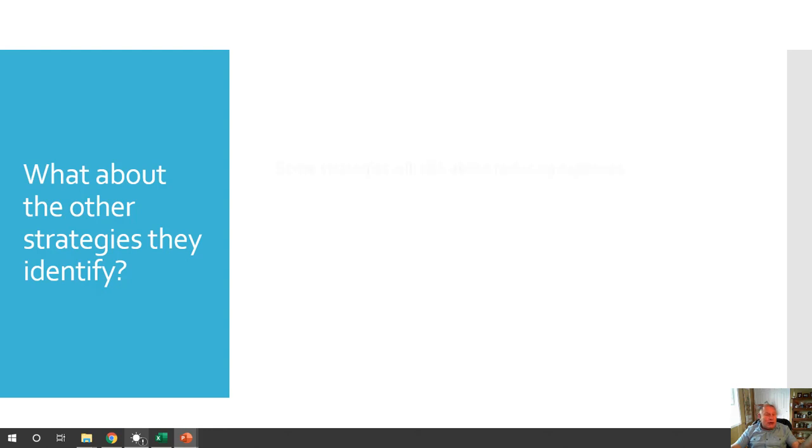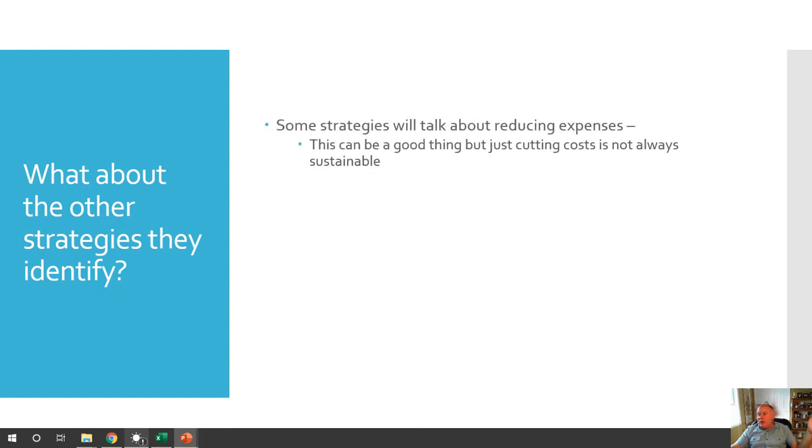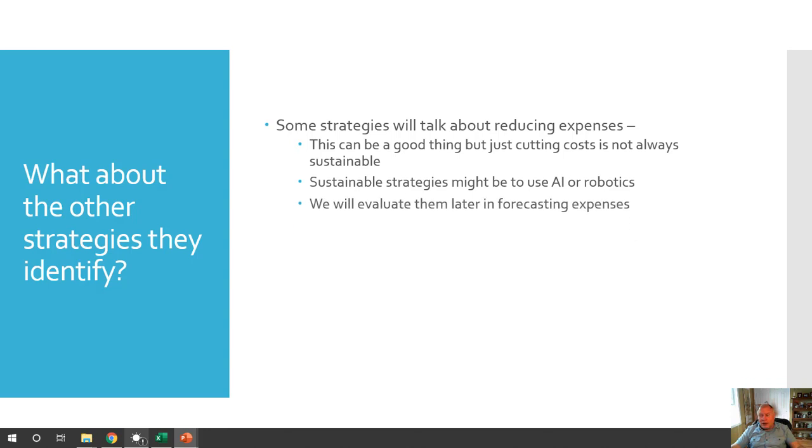There are other strategies. Some will talk about reducing expenses, and this can be a good thing. But just cutting cost is not always a sustainable model. It may create profit in the short term. Now, if it's a sustainable strategy because you're using AI, robotics, or something that is going to be permanent, that's a strategy that might be important. But we're not going to look at that until we start forecasting expenses.